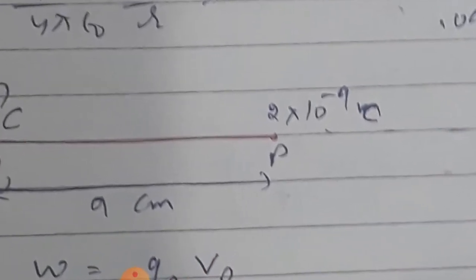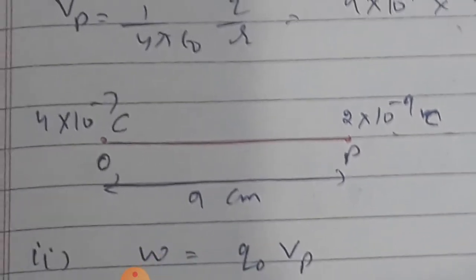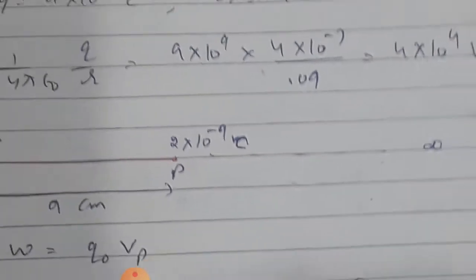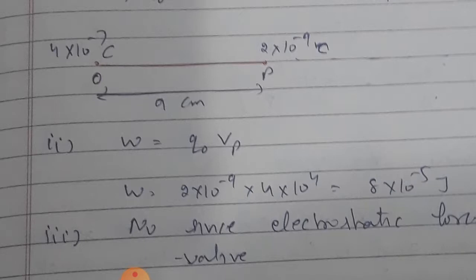Why do we have to do some work? Because when we bring this charge 2 into 10 raised to power minus 9 coulomb at the point P, this charge will be repelled by the charge which is placed at O. So because of this repulsive force, we have to do some work to bring the small charge into the point P. And expression for work done is Q into V. Q, the charge which we are bringing, and V is the potential at that point P because of the other charge. So W will be equal to Q naught into Vp.